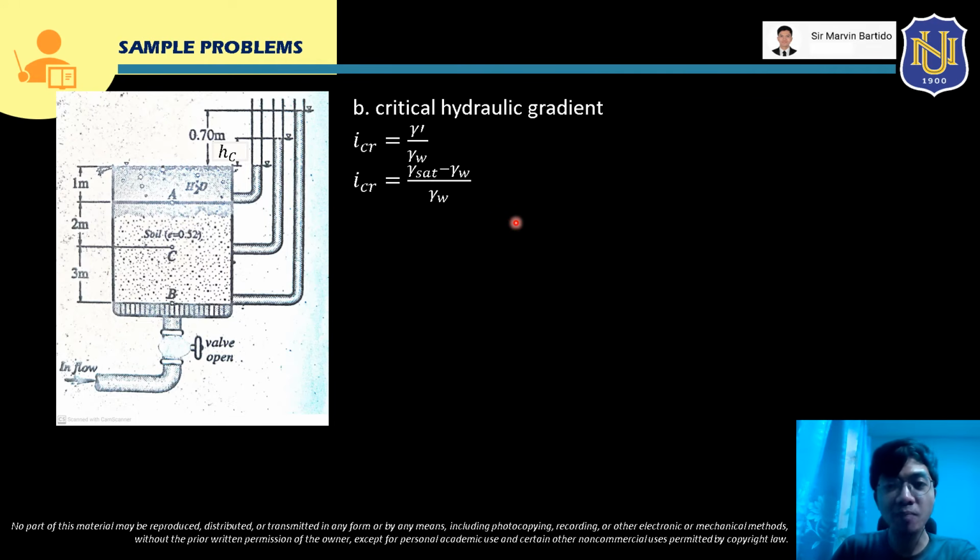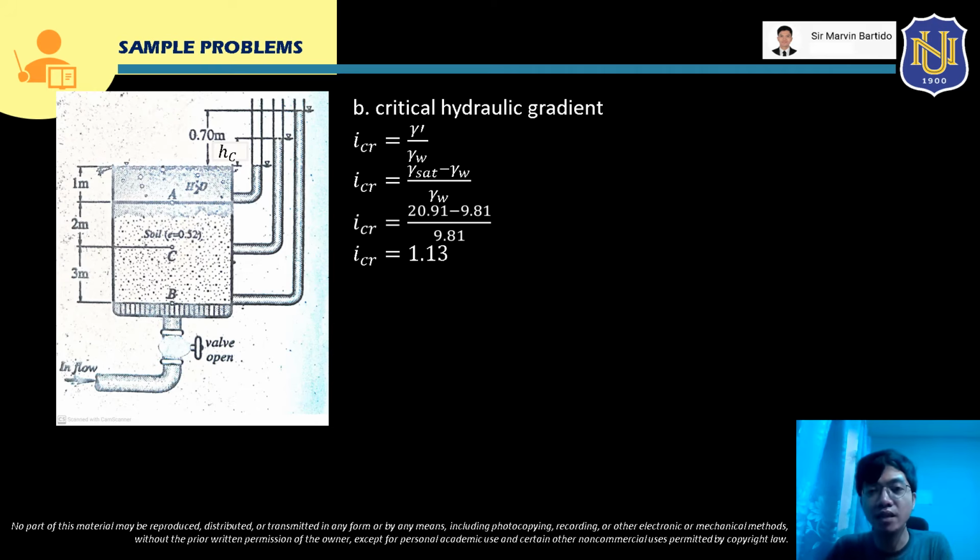So, class, para dun sa effective unit weight, that is just gamma sat ng soil minus gamma water over gamma water. No? So, yung gamma sat natin, na-solve naman na natin kanina. So, that will just be 20.91 minus yung gamma water natin, 9.81 over 9.81. At ang magiging sagot dito, class, ay 1.13. So, yan na yung hinahanap natin, class, na critical hydraulic gradient.